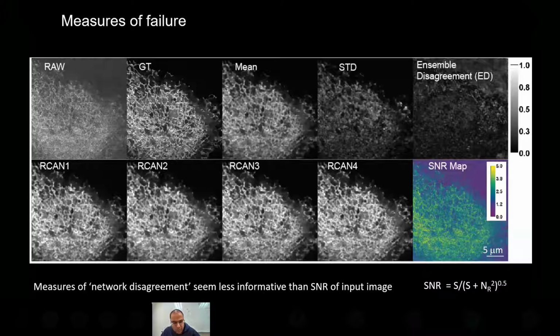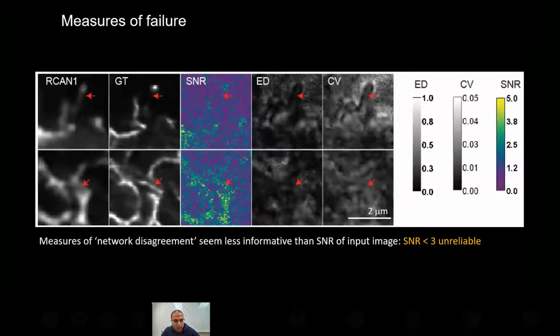In fact, what seemed to be better is this sort of empirical signal-to-noise ratio map, where for each pixel in the input data, we just quantified the mean signal divided by some measure of the noise, like the Poisson noise and the read noise of the detector. And that's something where, if we looked closely, if the signal-to-noise ratio dropped below some critical level, that actually did correlate with problems in the network output.